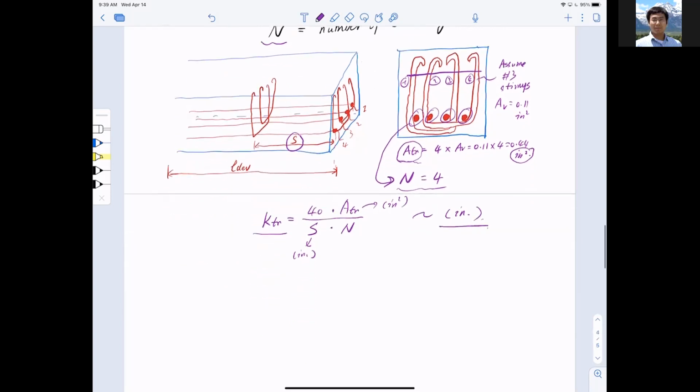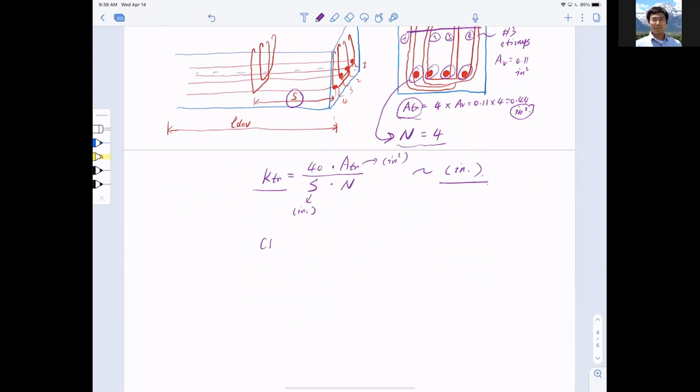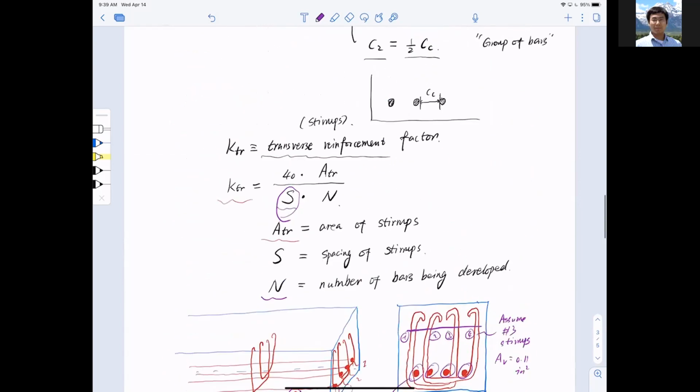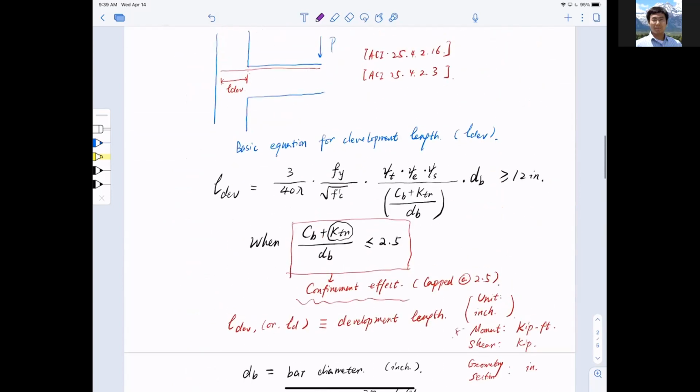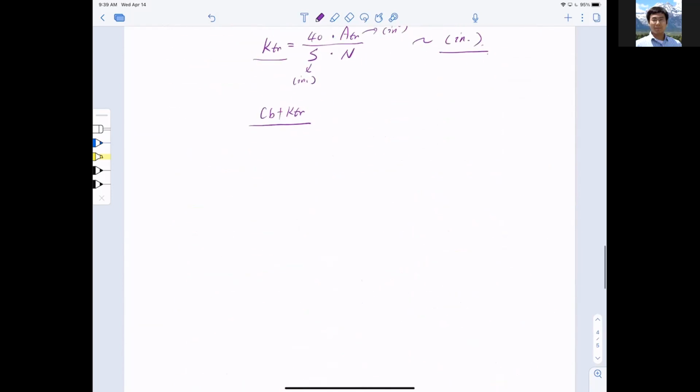That makes sense because remember we need to calculate cb plus Ktr divided by what? Divided by db, the diameter. So this will be unitless. Note that this is capped at 2.5.